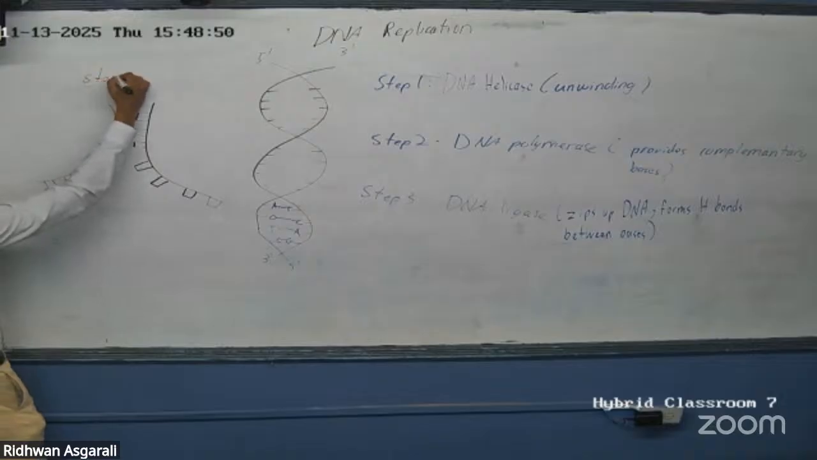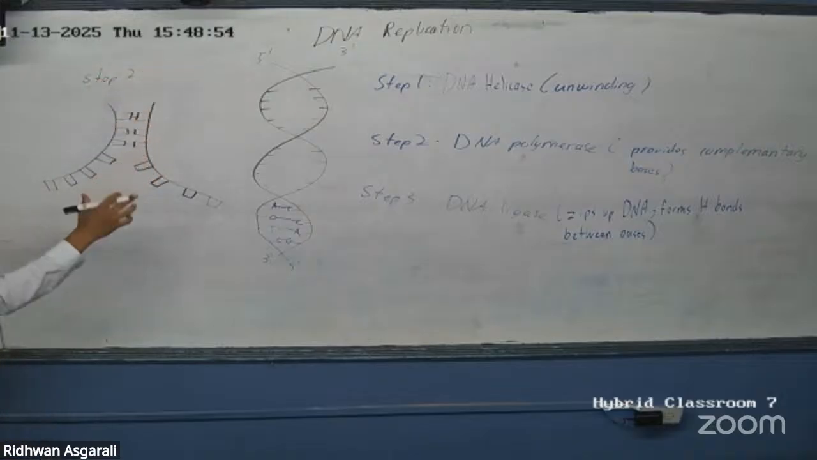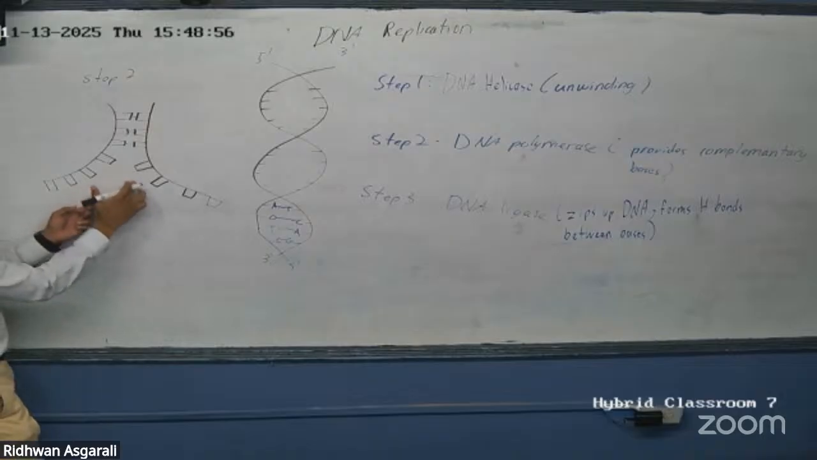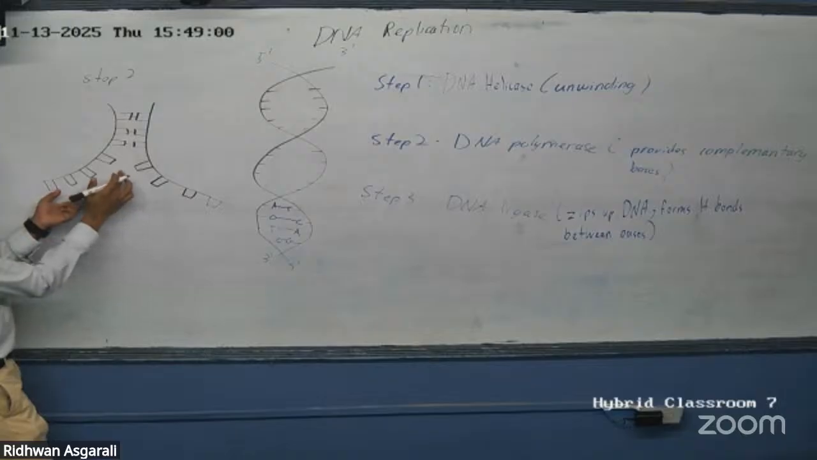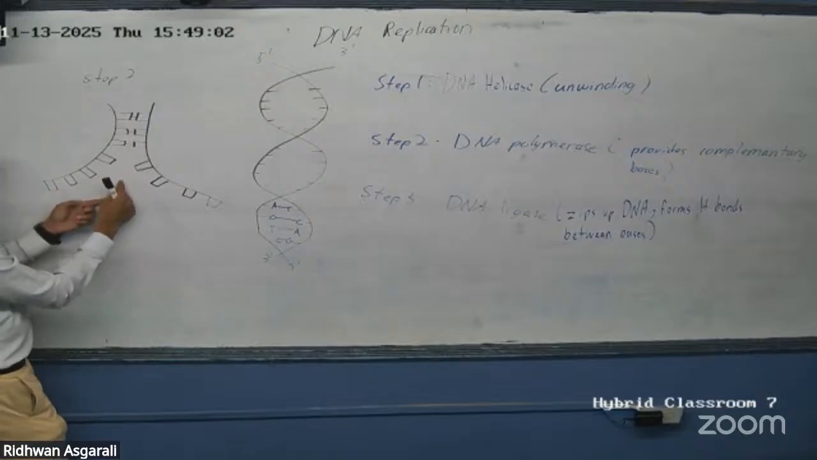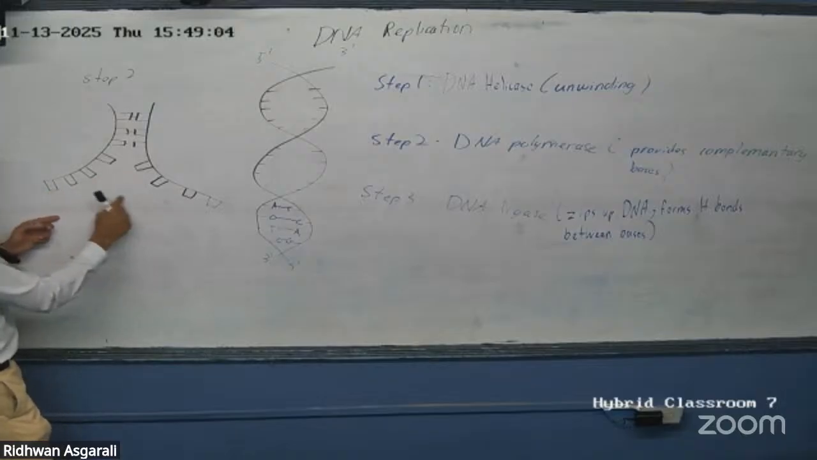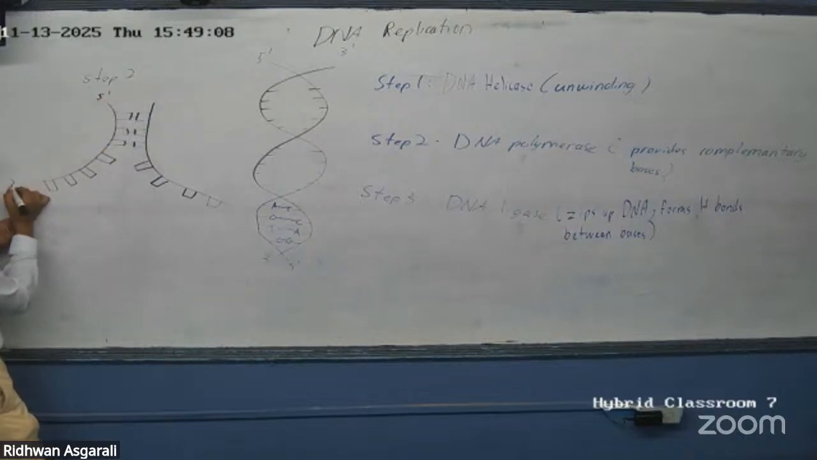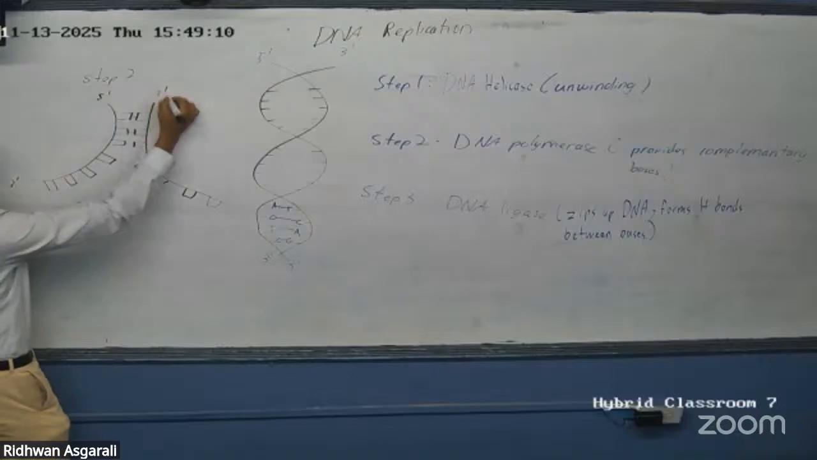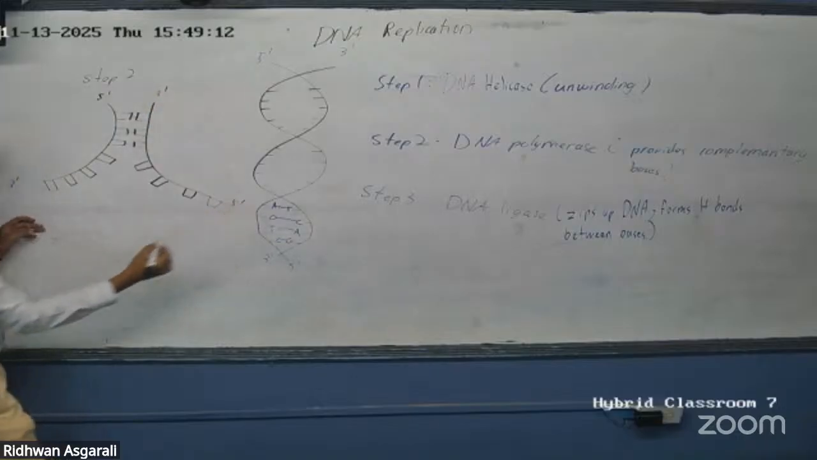Diagram one. So the DNA helicase causes DNA to unwind, and this will happen throughout the entire helix, but I just want to show you one part. After it unwinds, remember, if this is 5 prime, this would be 3 prime. If this is 3 prime, this would be 5 prime. Okay?